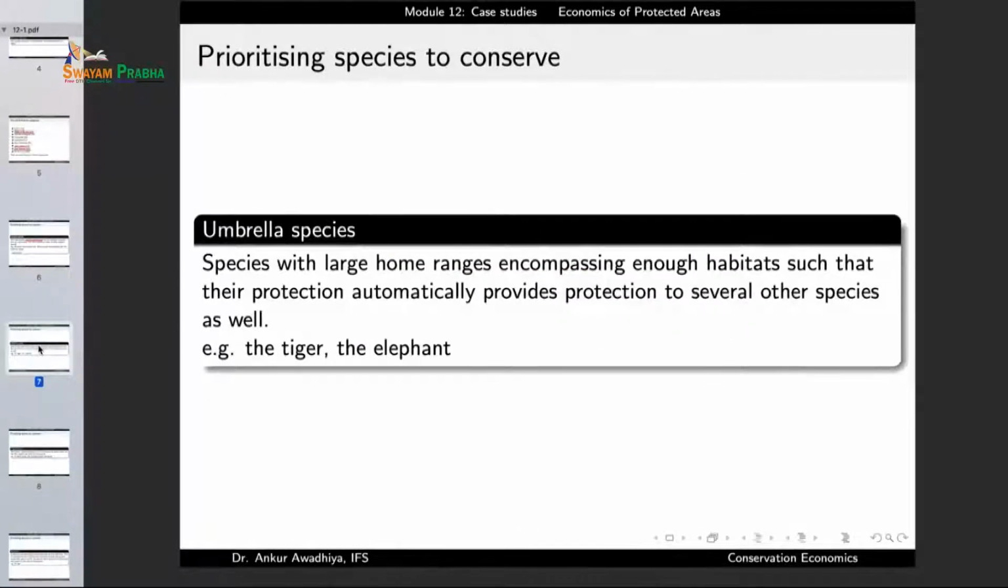Other species are known as umbrella species. These are species with large home ranges. So what happens in the case of these species is that they have such large home range requirements that if you make it a point to conserve these species, all the other species in the large home range will automatically get conserved. So here we have species such as the elephant or again the tiger.